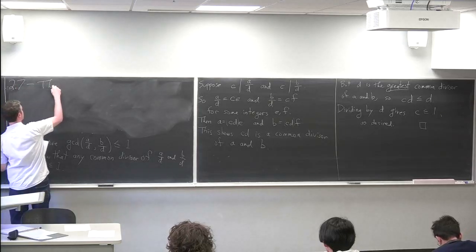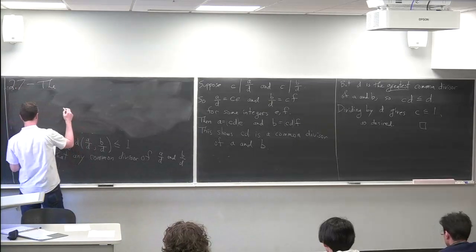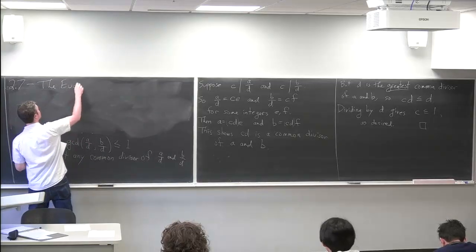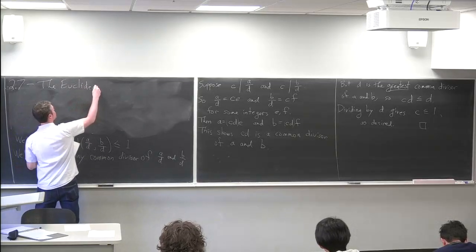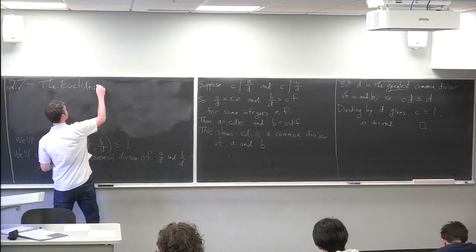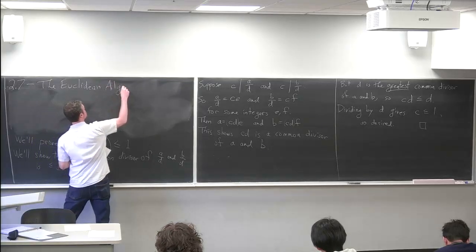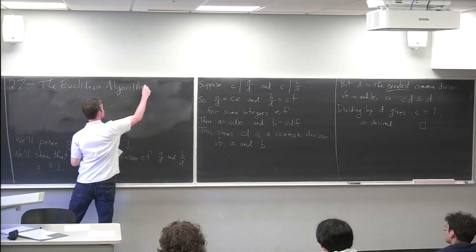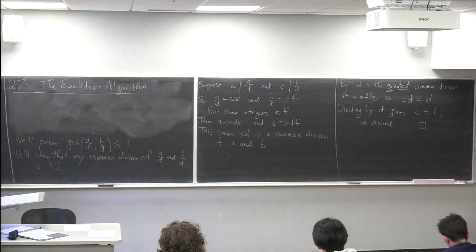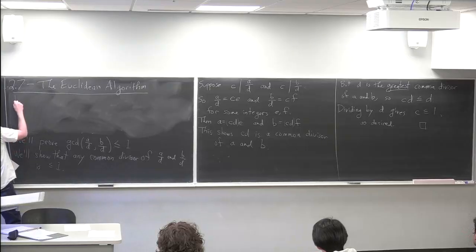So this is actually a really important section for us. There's something called the Euclidean algorithm, which is something we'll end up needing a lot. But the motivating question is how to compute GCDs.